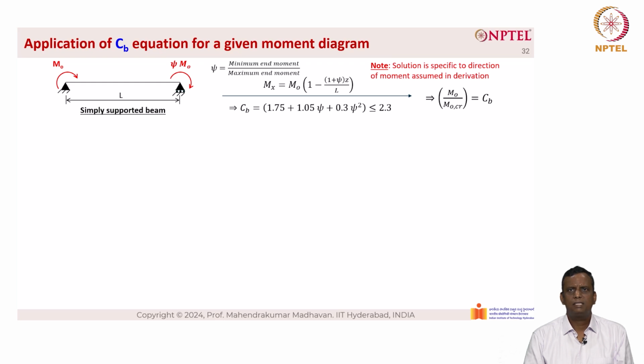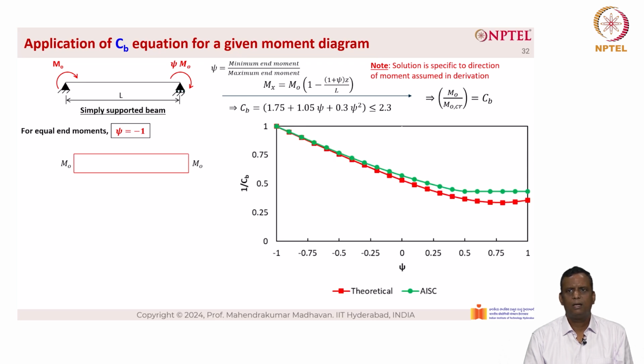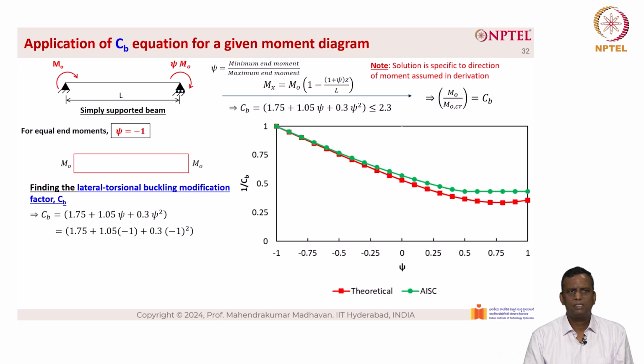So Mx is given as M naught into 1 minus (1 plus psi) into z by L. We should note that this solution is specific to the direction of the moment assumed in the derivation. So for equal end moments, psi equal to minus 1, and the bending moment diagram is given here. When we substitute psi equal to minus 1, we can find the lateral torsional buckling modification factor C sub B, which is given as 1.75 plus 1.05 into minus 1 plus 0.3 into minus 1 the whole square, and C sub B is given as 1.0, which is less than or equal to 2.3.